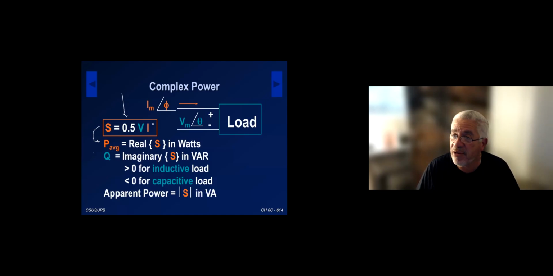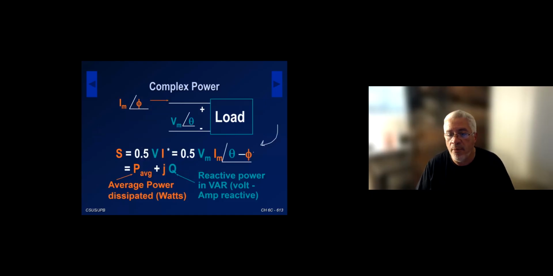And simply looking at the sign of Q tells us whether we're dealing with an inductive load if it's positive, or a capacitive load if it's negative. Finally, the apparent power, which we had seen before, is the magnitude of the complex power, 1/2 Vm times Im. That's the apparent power in volt ampere. So you can see how the complex power has all the parts. In polar form, you can access the power factor from the phase angle by taking the cosine of that phase angle. So everything is in there in the complex power.